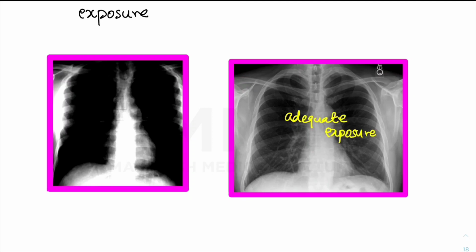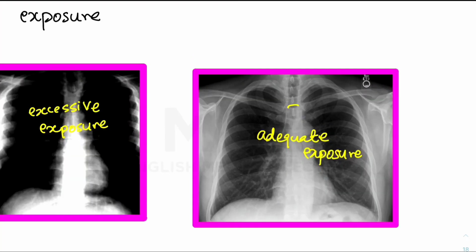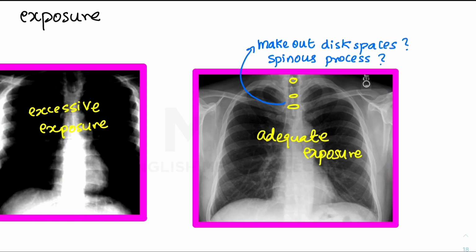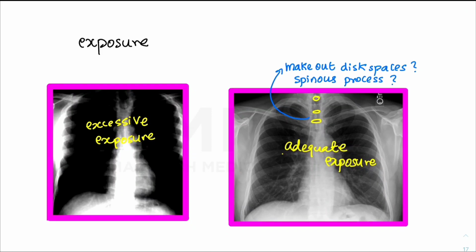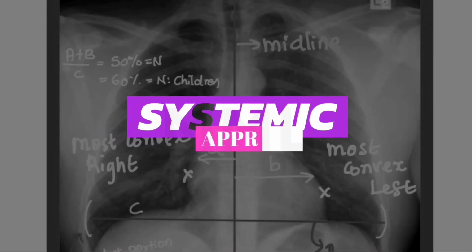So if it is adequate exposure, that's good. Or it can be excessive exposure, and sometimes it can be inadequate exposure. Everything will be whitish. So how do we know it is adequate? You should be able to make out the vertebral disc spaces, and you should be able to see the spinous processes. That is what we call adequate exposure.